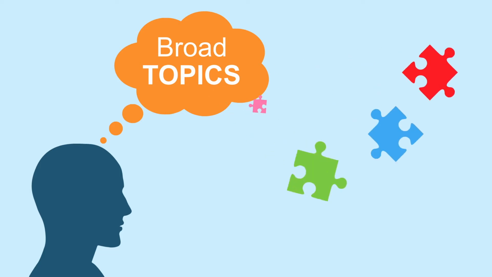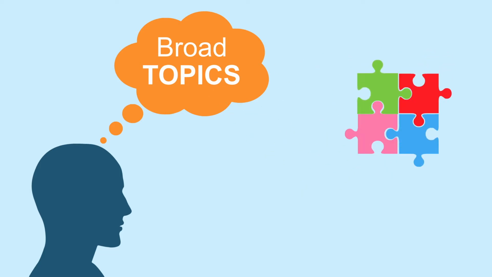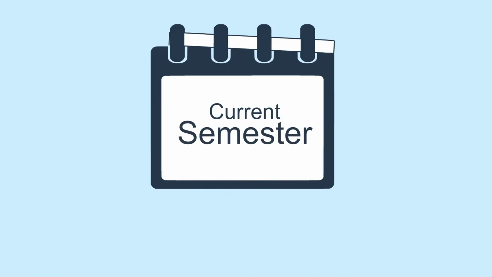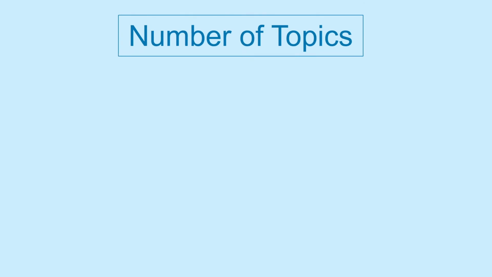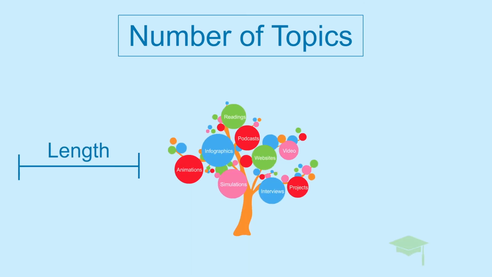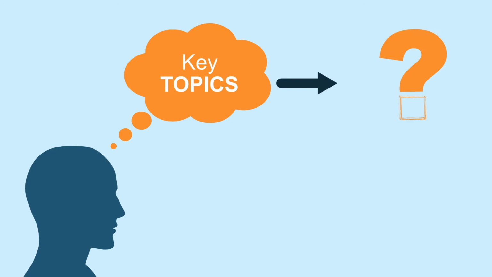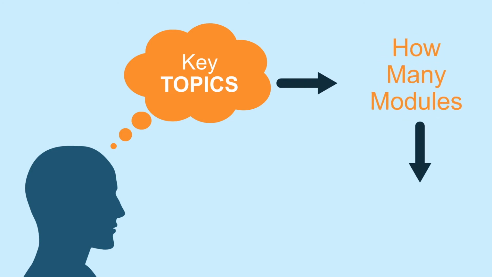First, we'd like you to brainstorm a list of broad topics that you would need to cover in order for students to achieve your course objectives. You could pull these from a previous semester's schedule or start fresh. The number of topics will, of course, vary depending on the length of your course, the content, the level of students, etc. It's possible that thinking about these key topics may help you to determine how many modules you're going to have in your course.